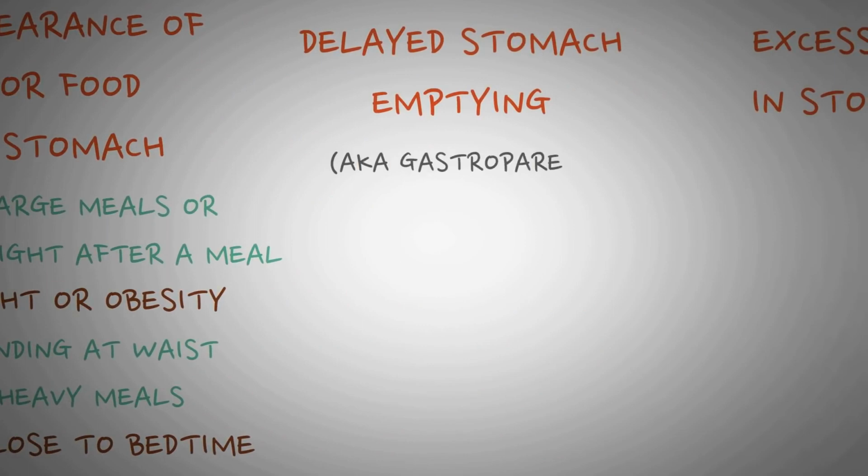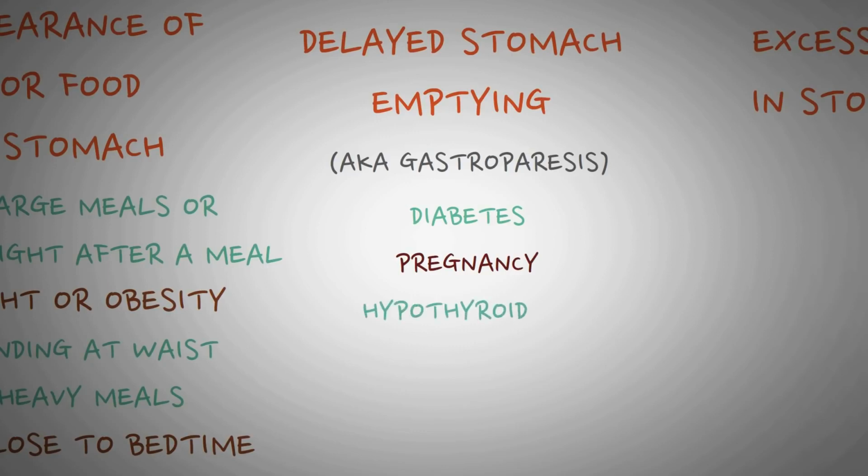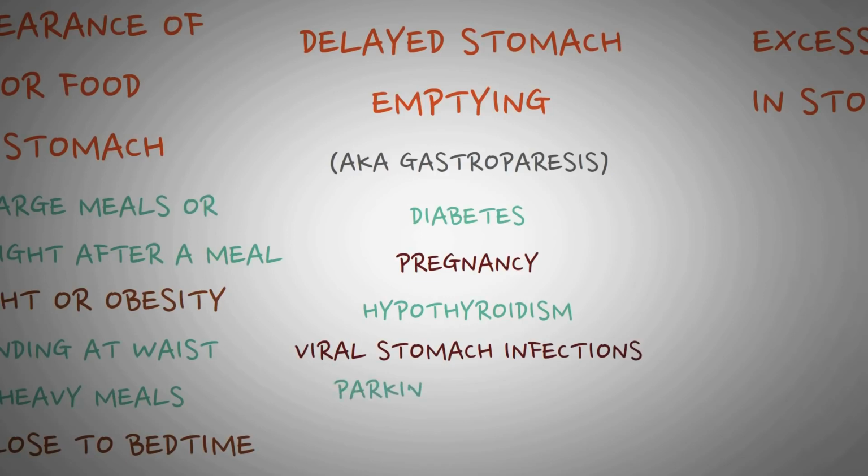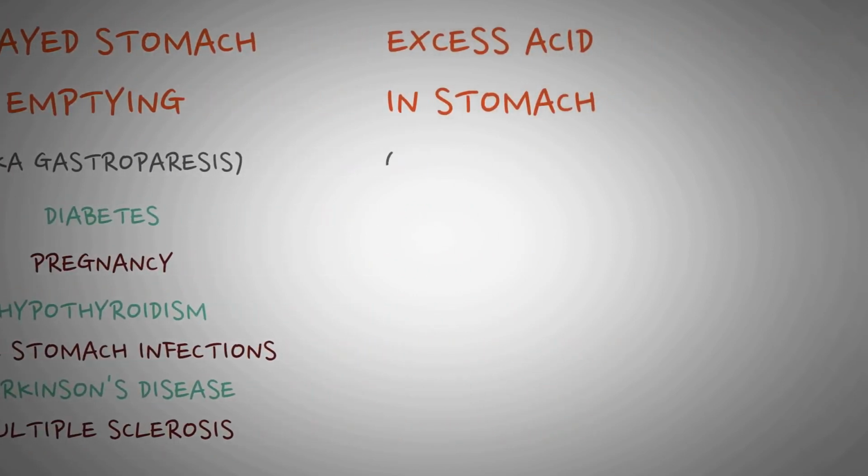Delayed stomach emptying is also known as gastroparesis, and one of the most common causes that lead to delayed stomach emptying is diabetes. It can also be caused by pregnancy, as the uterus can push up against the bowel and stomach, leading to a partial mechanical obstruction. Other causes include a lack of thyroid hormone, also known as hypothyroidism, viral infections of the stomach, or medications like narcotics and antidepressants, and it can also happen in diseases like Parkinson's disease and multiple sclerosis.